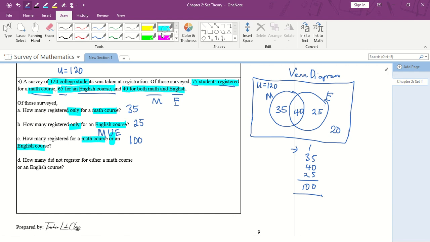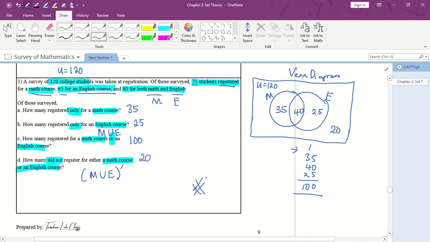And the last question, how many did not register either for a math course or an English course? So this is also the same, M union E prime, which is the region outside of this circle, which is 20. And that's all. So it's kind of easy, right?